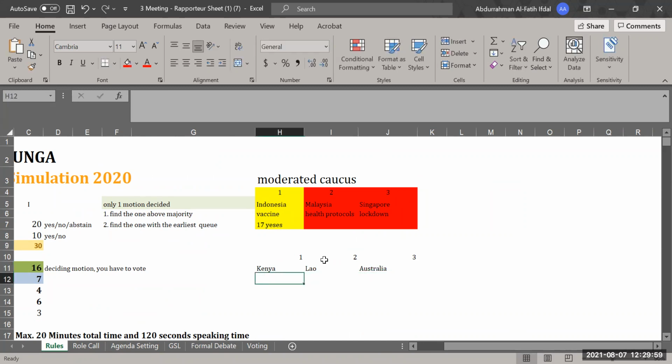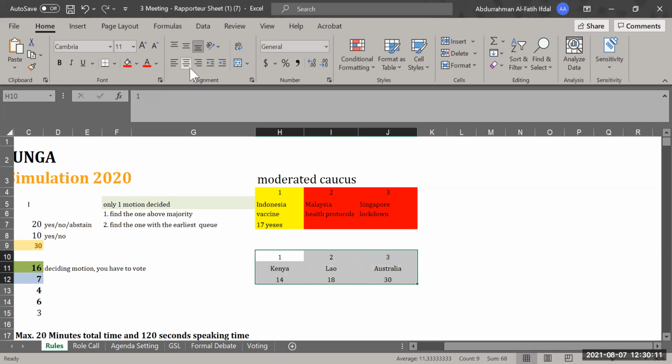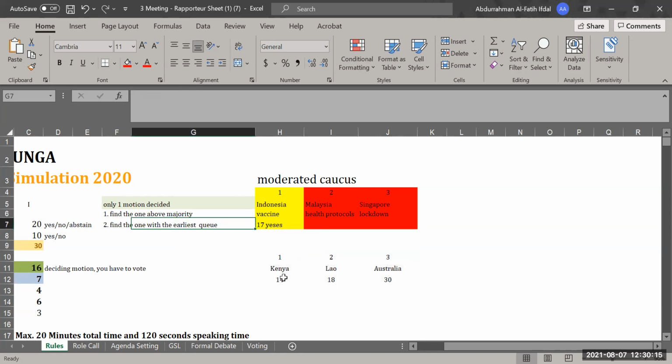Let's say Kenya gets 14, Laos gets 18, Australia gets 30. So if a question like this comes up again in any kind of opportunity that you might be participating, remember that Kenya only gets 14, which means that Kenya will not pass. Kenya's motion will not pass, even though Kenya is the first one that proposes.